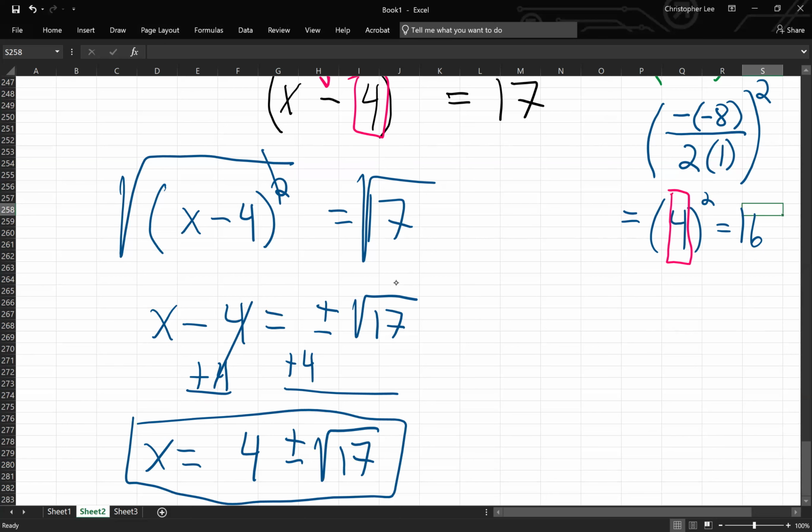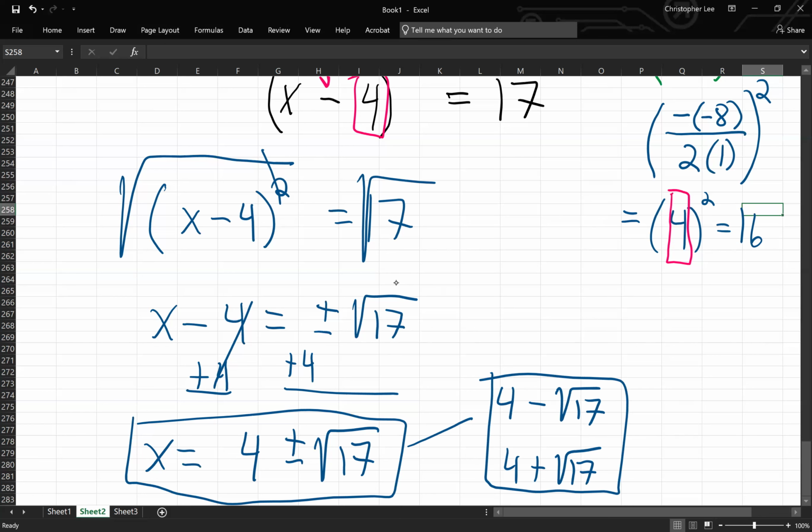This is my full answer. However, if you don't want to give me a combo answer like that, you want to give me 2 separate answers, I'll take that too. This is the combo, 4 plus or minus square root 17. But if you want to break it up and give me 4 minus square root 17 and 4 plus square root 17, I'll take that answer too. Either one of these answers I'll take. If you had square root 17 plus 4, that would have been fine. Because that's not the whole answer otherwise.